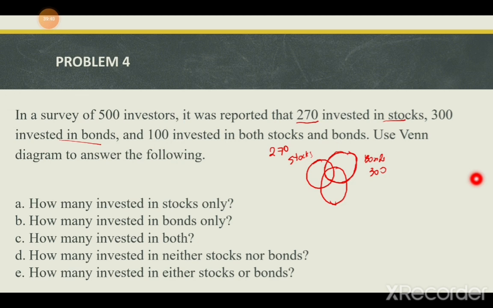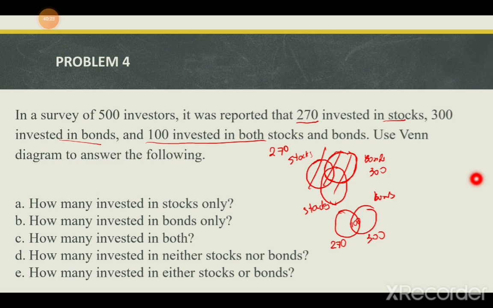So, in a survey of 500 investors, it was reported that 270 invested in stocks, 300 invested in bonds, and 100 invested in both stocks and bonds. So, dalawa lang. So, we have stocks and bonds. So, we have 270 and 300 stocks and bonds. So, mapapansin mo, ba't naging 500 siya? Di ba? So, take note na may dalawa tayong nag-invest ng 100 sa both stocks and bonds. So, 100 to. Tama?